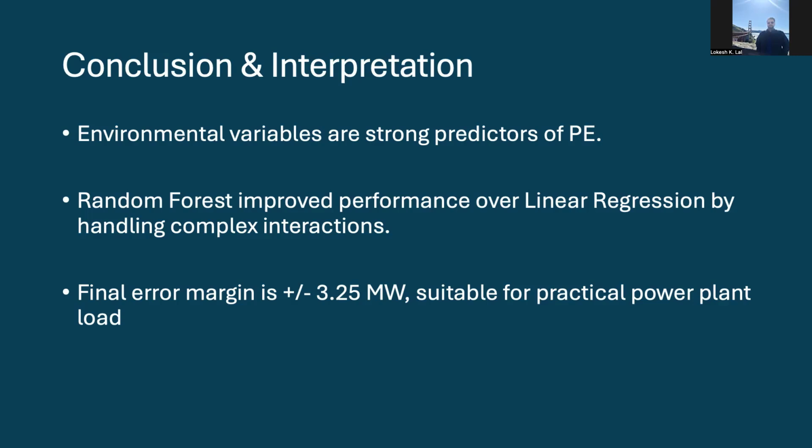And with an error margin of 3.25 megawatt, which as I said is just about 1% of the average output, this model essentially provides a practical and reliable way for the plant to forecast energy predictions. This could lead to better grid management and improved operational efficiency.